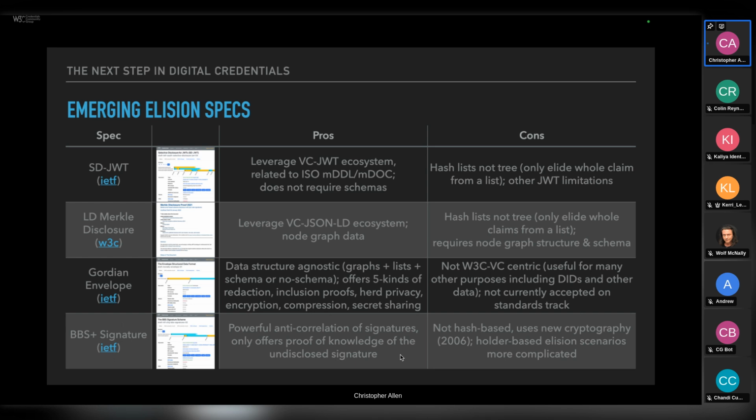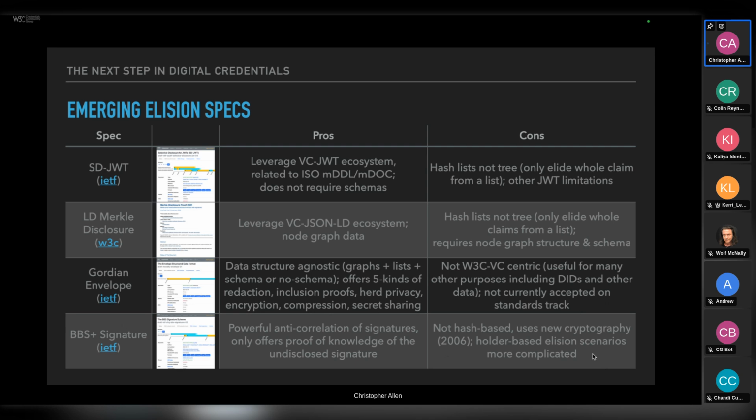Its main advantage is it allows for anti-correlation of signatures. That's something hash elision can't do. Because what happens with it is you're offering proof of knowledge of an undisclosed signature and then correlating that. It's a powerful feature. It doesn't use hashes and instead uses a brand new cryptography.